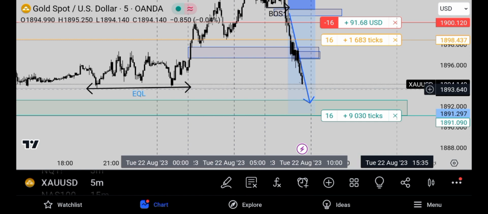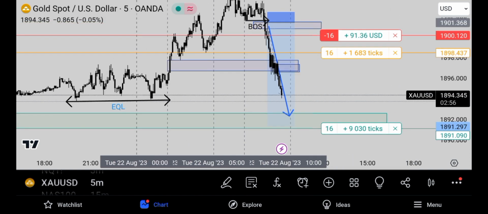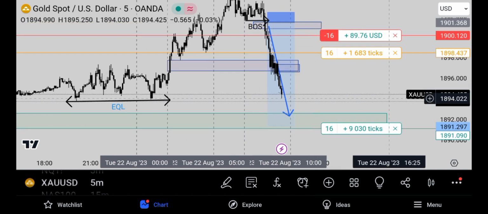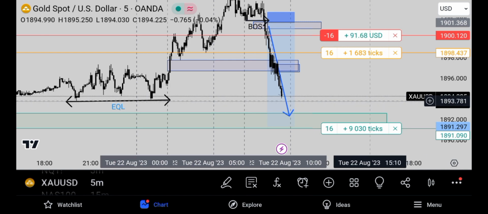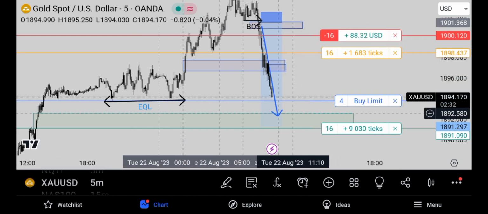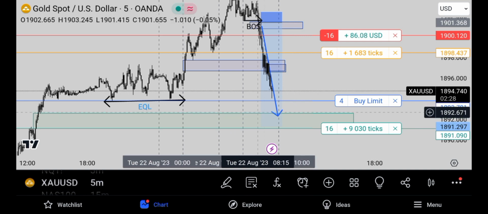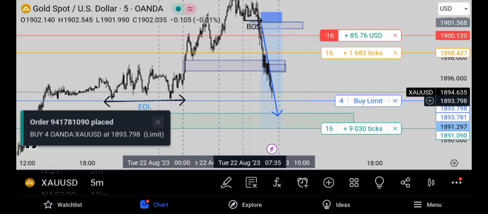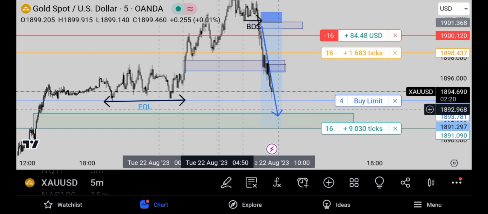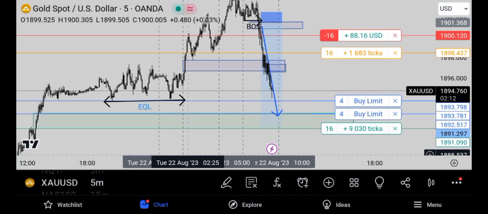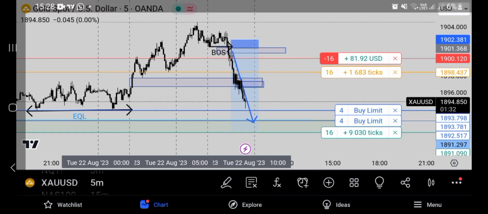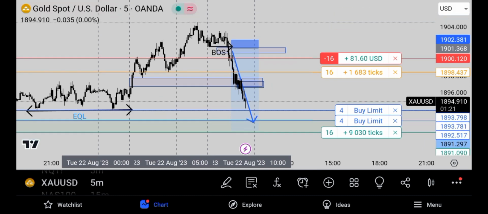With a target of 90 pips, 9,000 ticks. Wow. What is it? 900 pips? I don't know. Is it 900 pips? I should check it out. So right here, I'm just preparing for the exit. Just bagged a total of 9,000 ticks. Man, that's huge.